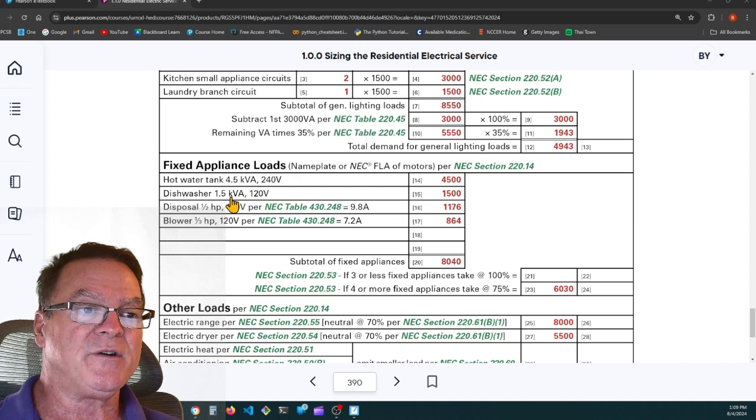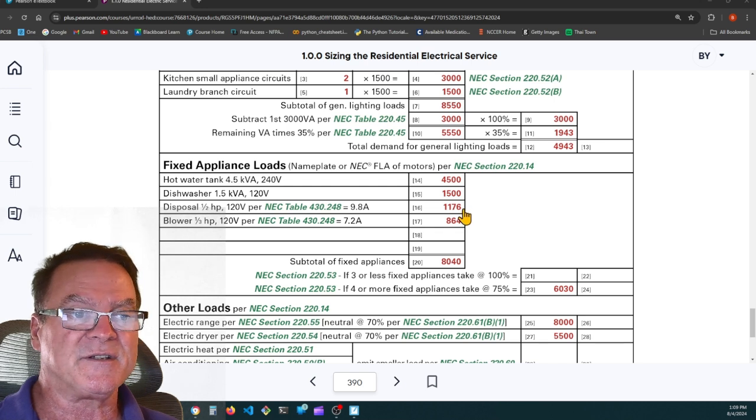This is a hot water heater, and it's 4,500 volt amps. Here's a dishwasher at 1,500 volt amps. Here's a garbage disposal. And if we look it up in table 430.248 for single phase 120 volt motors, it says a half horsepower motor draws 9.8 amps. So we'll take 9.8 times our 120 volts, and we get 1,176.